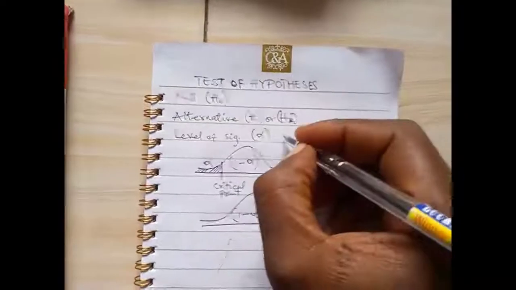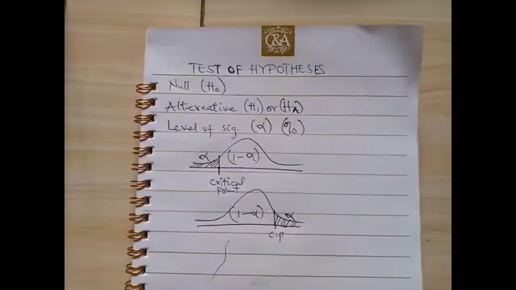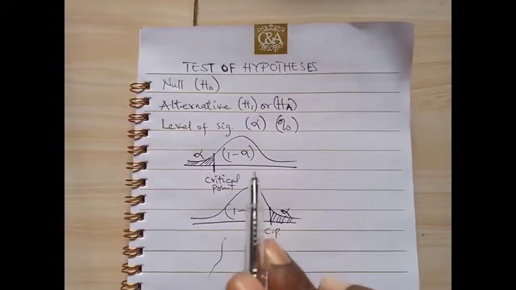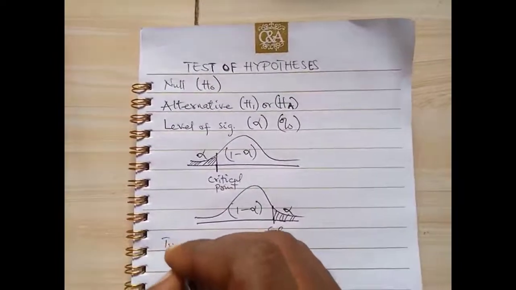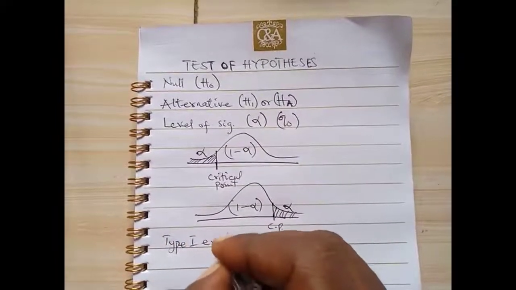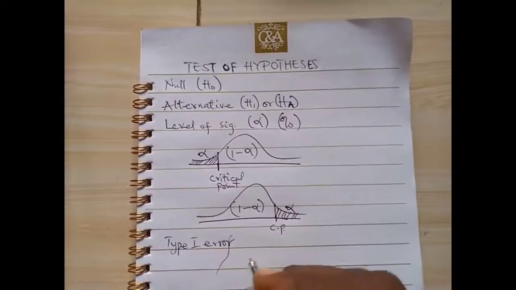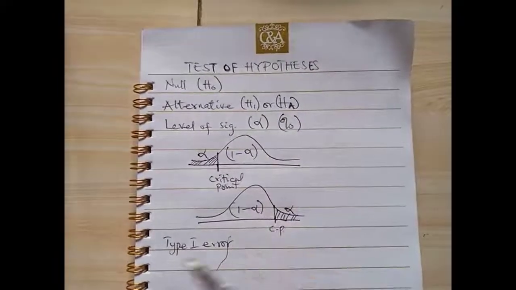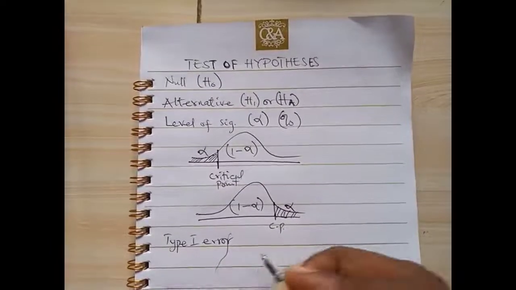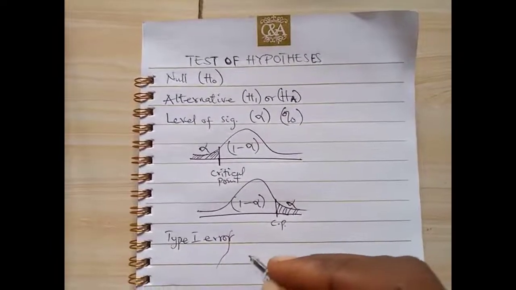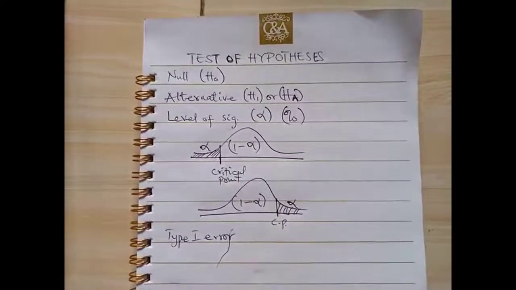And this level of significance is in percentage. When we say level of significance, its definition is the probability of committing a type 1 error. And what is this type 1 error? A type 1 error is committed if we reject the null hypothesis when it is true. A type 2 error is committed if we accept the null hypothesis when it is false. So these are the two.